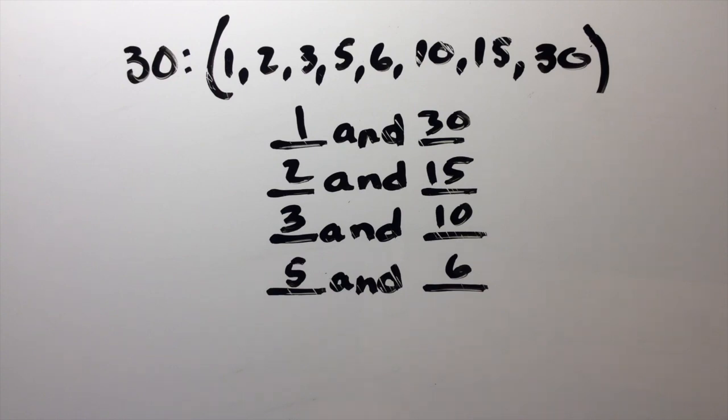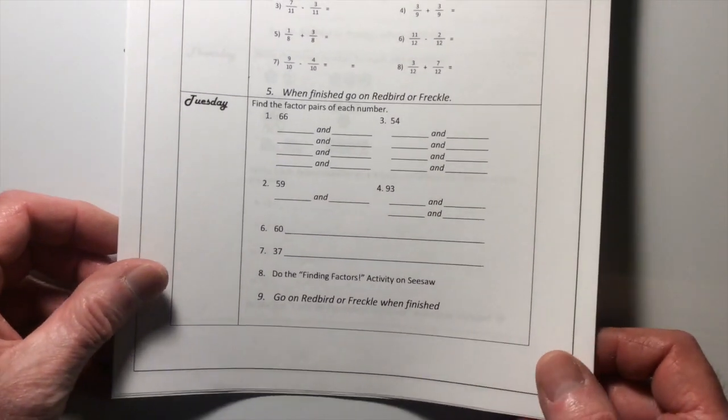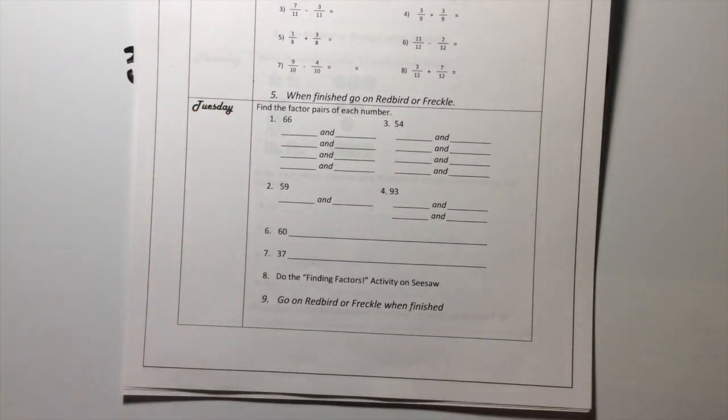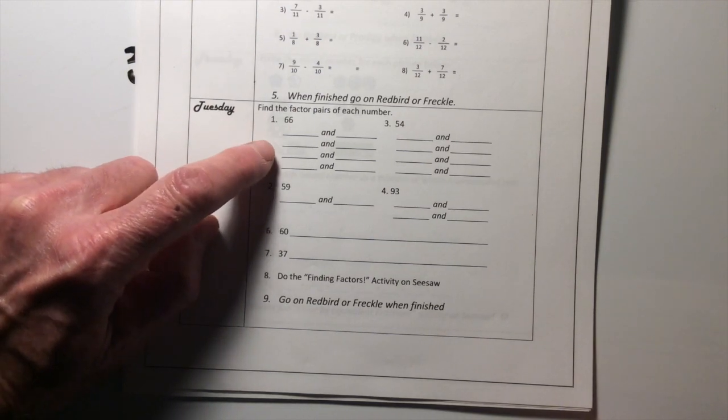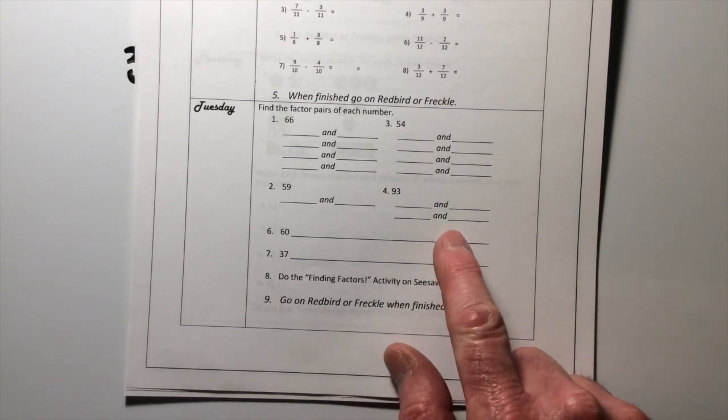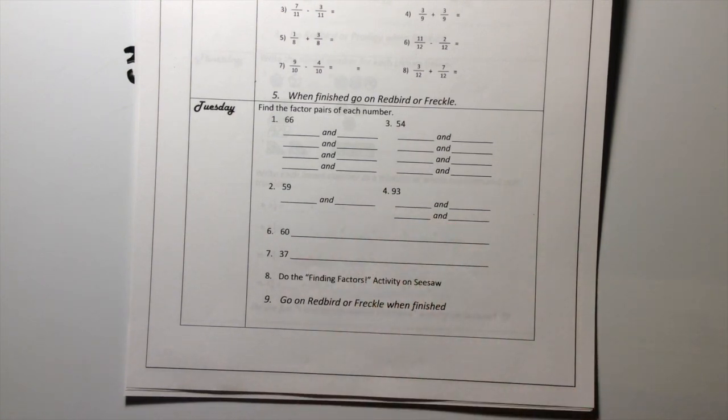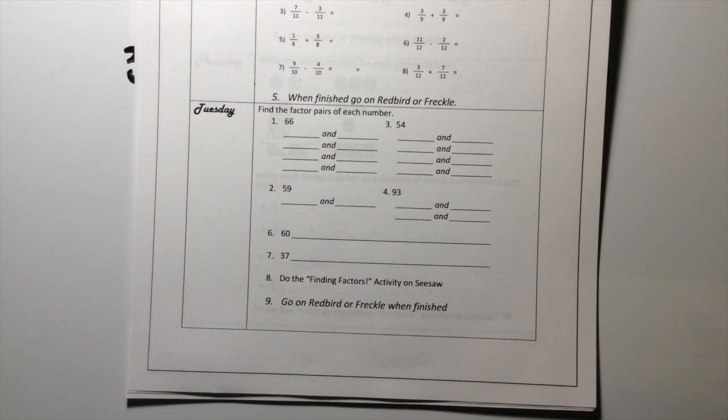Now when working with these larger numbers, it can be difficult to come up with some of those factor pairs, but you are given a clue in here. When you look at each number, you can see that there are 4 factor pairs for 66 and 54. There's 2 for 93 and 1 for 59. And remember, when a number only has 2 factors, 1 and itself, we say that number is a prime number. Then we can list out 60 and 37 using parentheses, and then go on to Seesaw, do the finding factors activity, and on to Redbird or Freckle when you're finished.